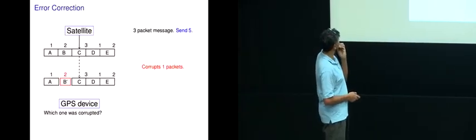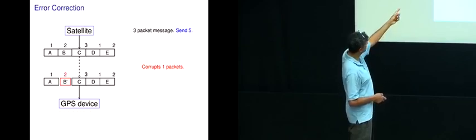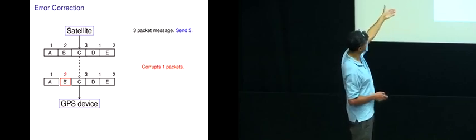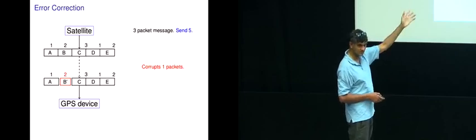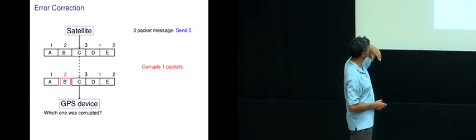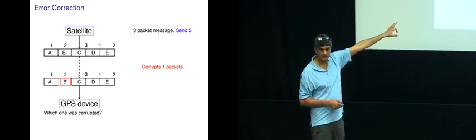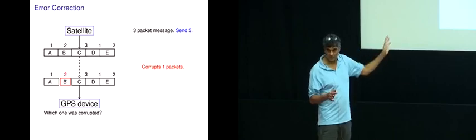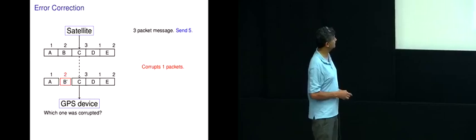So here's the picture, and this would all be fine if I could say, get rid of B. Then there would be at least 3 points. This is a 3-packet message. I had the right size polynomial, degree 2, and I can recover. But I don't know that B was corrupted. I don't know which one was corrupted, or if any were corrupted. That's the problem.